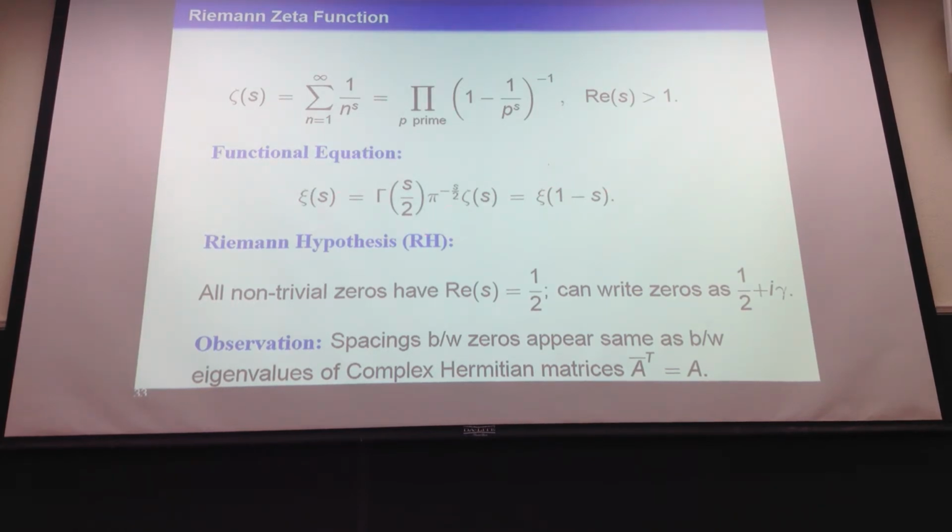It has a functional equation. How do we prove the functional equation? We used a lot of Fourier analysis. We used the Poisson summation formula. That's one of the more popular ways of proving this. The Riemann hypothesis says all the non-trivial zeros have real part 1/2.